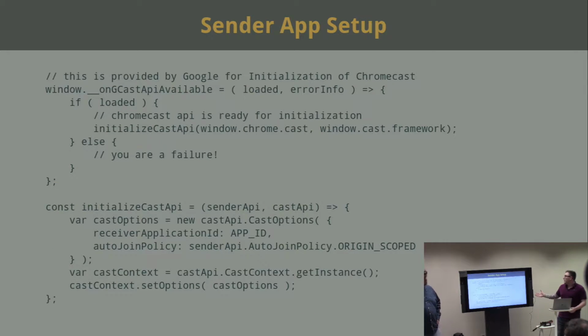The application setup. In order to set up a sender app, you have to do effectively the first thing. Google forces you to put a function on the window object that, whenever it loads the script, will fire this function, and it will give you whether it loaded or not, and an error if it errors out. It's usually really weird if it does error.